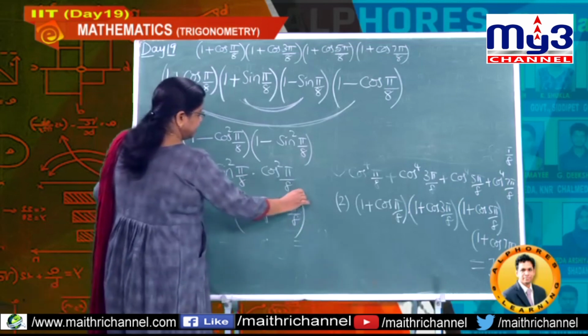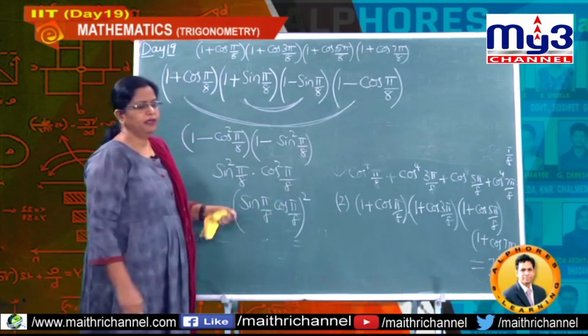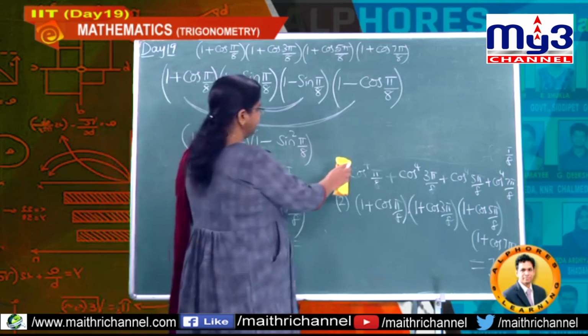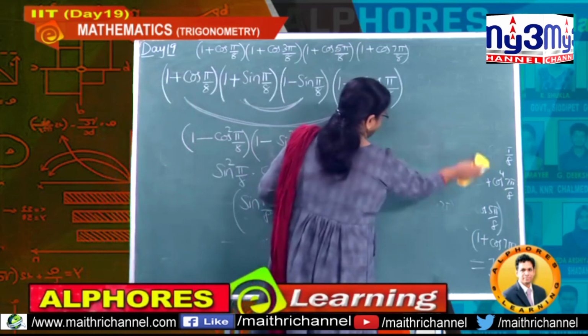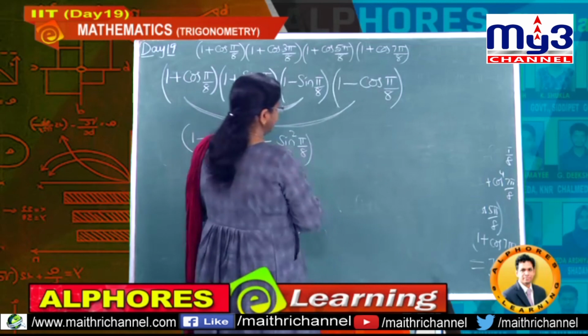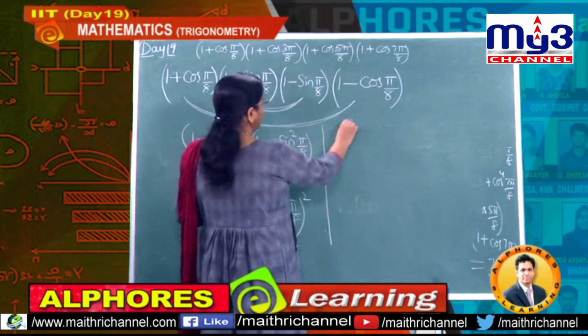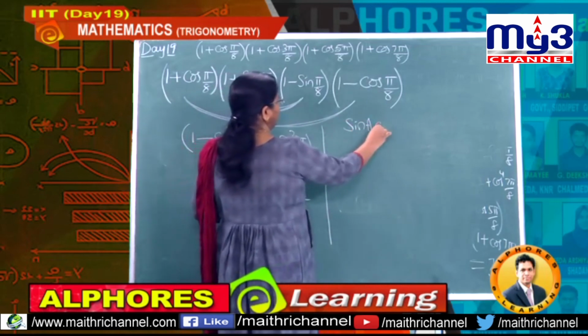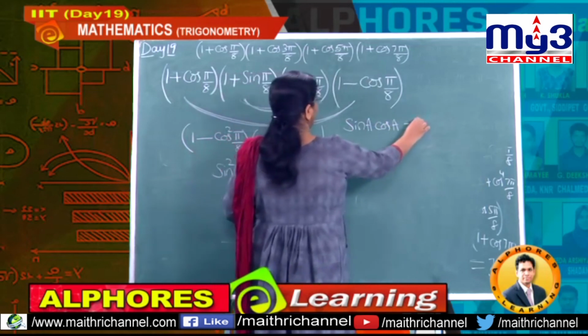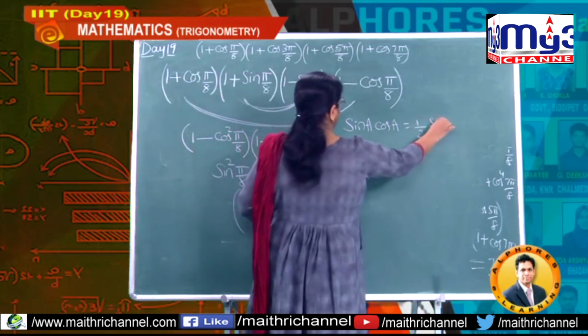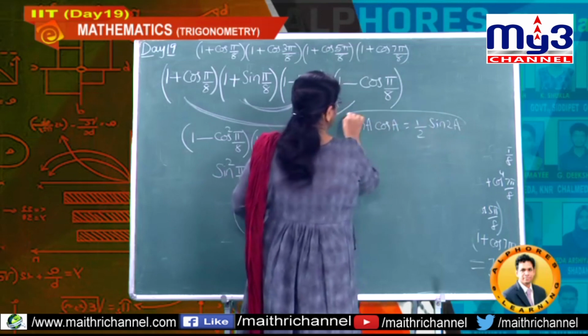Okay. Now, what is the sin A cos A formula? Sin A cos A is nothing but half sin 2A. So, now let us make use of that formula. Our formula is sin A cos A equal to half sin 2A. Now I am going to make use of this formula.